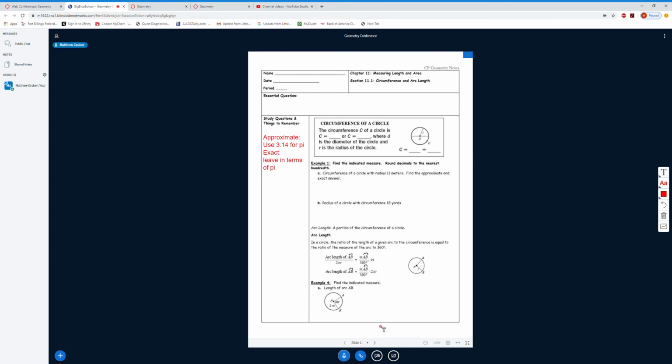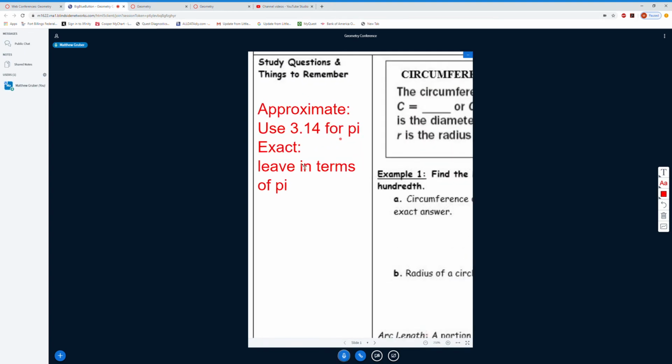Sections 11.1 and 11.2. We're doing a very condensed, abbreviated version of these sections. We are going to start talking about circumference and areas of circles and parts of circles, and areas of rhombuses and kites.